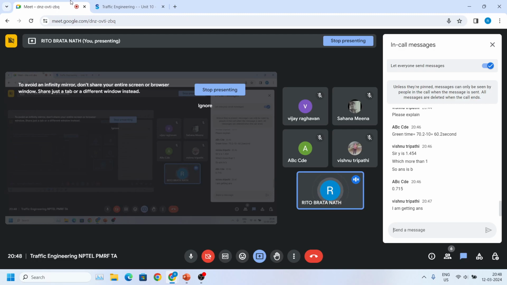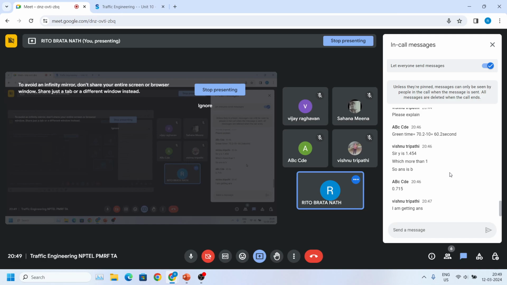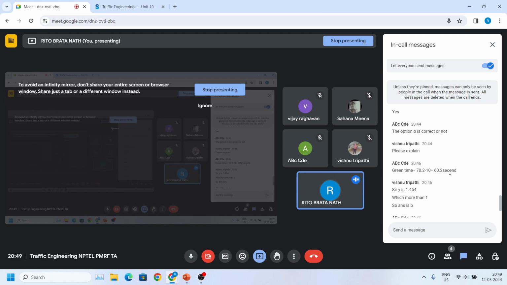Okay, you are getting an answer. Y is, oh, okay, Y is 1.454, is it? No, I think Y should be around 0.71 or 0.79 something. I'm not sure. It shouldn't go above 1. So we will be getting something like 1 minus summation of Y should be greater than 0, right? So this I'm not sure.